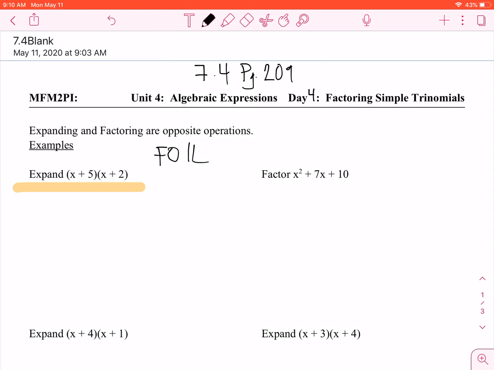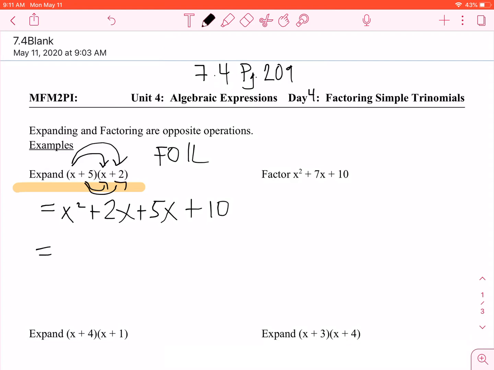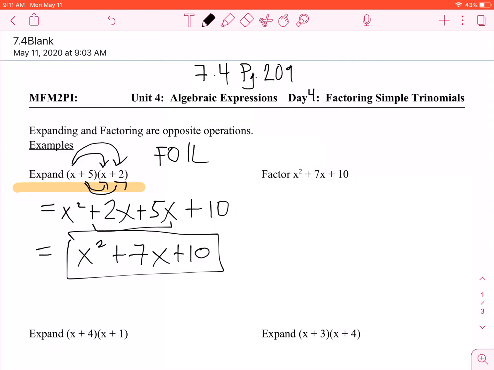This is like saying, well, what is x times x? You know that's x squared. That's our first. This is our outer, x times 2, which is plus 2x. This is our inner, and then this is our last. We collect our like terms, so you'll notice we have 2x plus 5x as like terms. When we put them together, we should have x squared plus 7x plus 10. We ended up with a trinomial after we expanded and simplified what was given to us as two binomials.